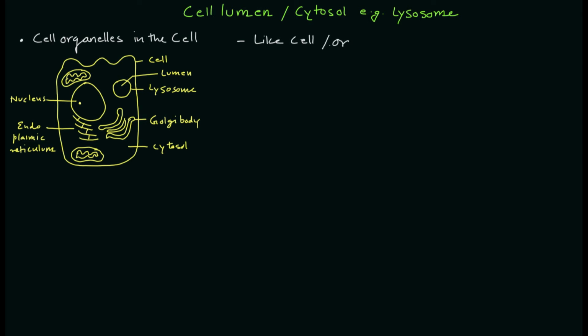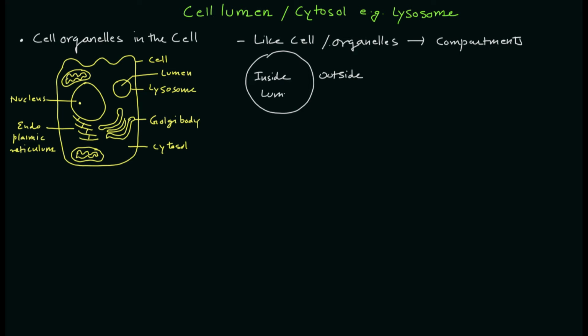To understand this difference, it's important to understand that there are various organelles and they need to perform a specific function. Like the cell, organelles also have compartments. The cell has a cytoplasmic area where you have all the organelles. In the case of organelles, you have the lumen area, which is the inside part of the organelle, and then you have the outside area, which is the environment, the cytosol.